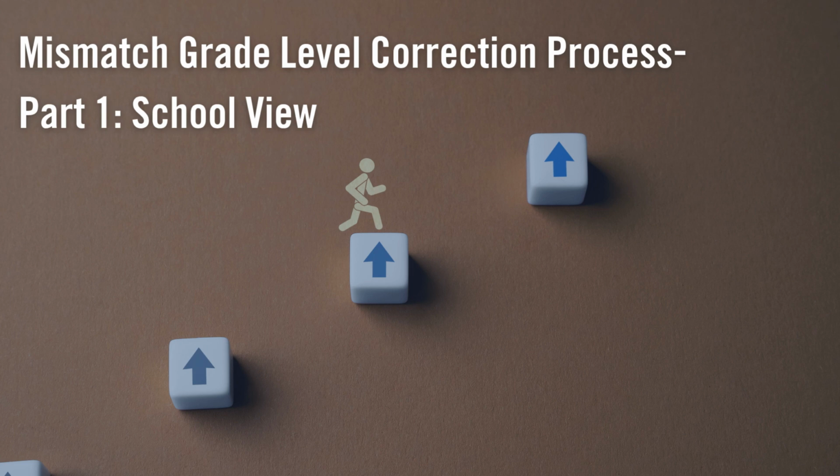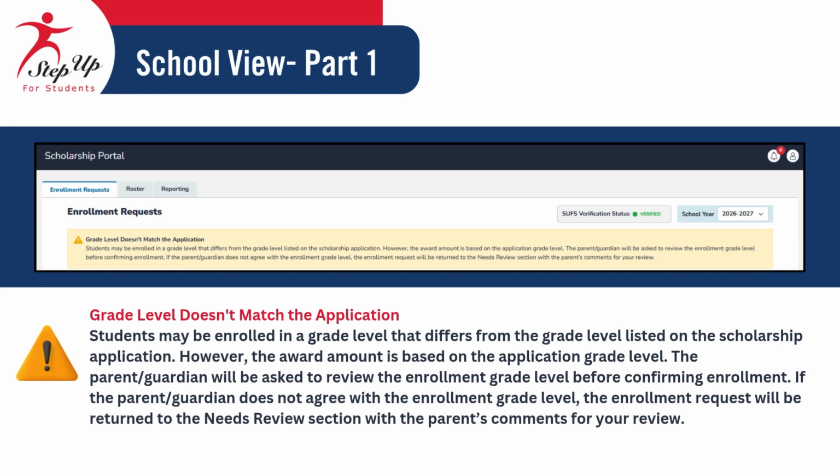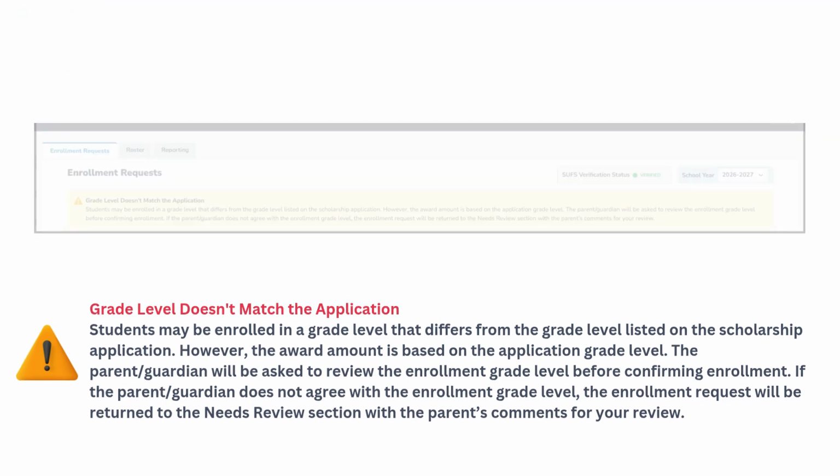Next, we will review the mismatch grade level correction process from the school's perspective. A student may be enrolled in a grade level that is different from the grade level listed on the scholarship application. The award amount, however, is based on the application grade level. If there is a mismatch, the parent or guardian will be asked to review the enrollment grade level before confirming enrollment. If they disagree, the request will move to Needs Review with comments for the school.